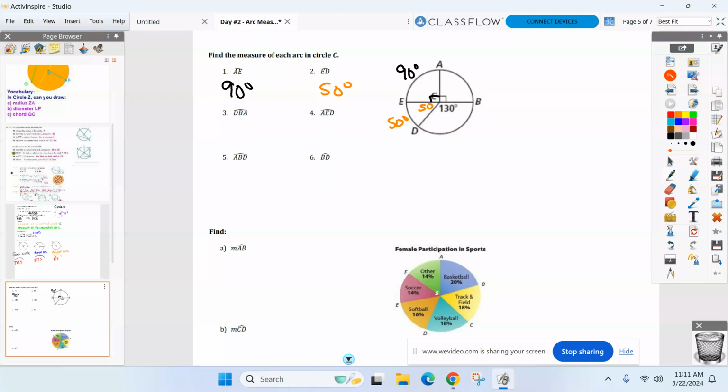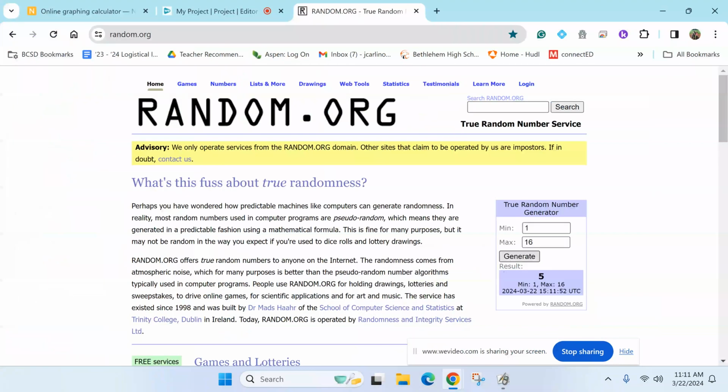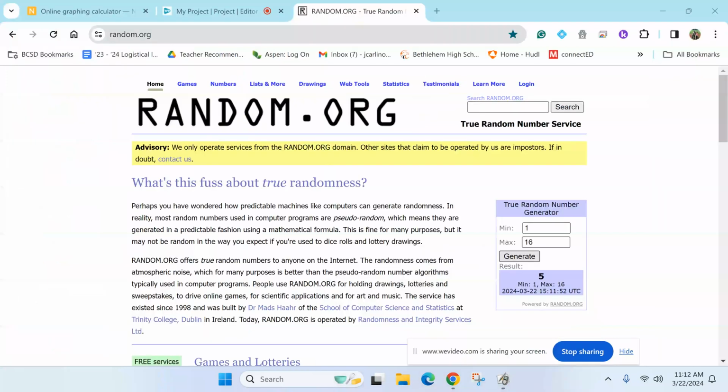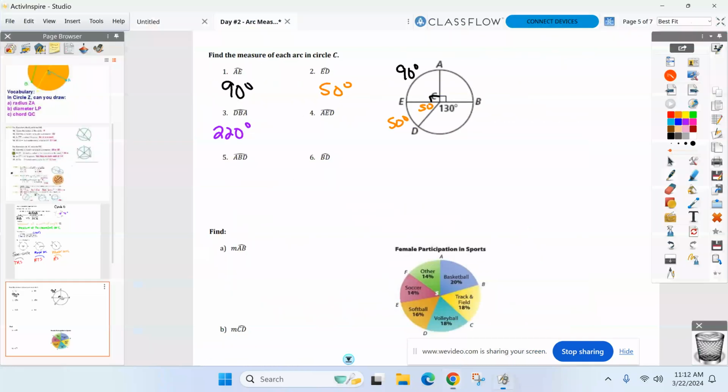Let's start with number 3, arc DBA. Arc DBA, what are we looking at here? All right, start us off right, Haley. DBA. 220. 220, good work. 220 degrees. How about arc AED now? Arc A to E to D. Looks like you had to add a couple of arcs up there, huh? AED. Going back, Gabby. 140. 140, good work.